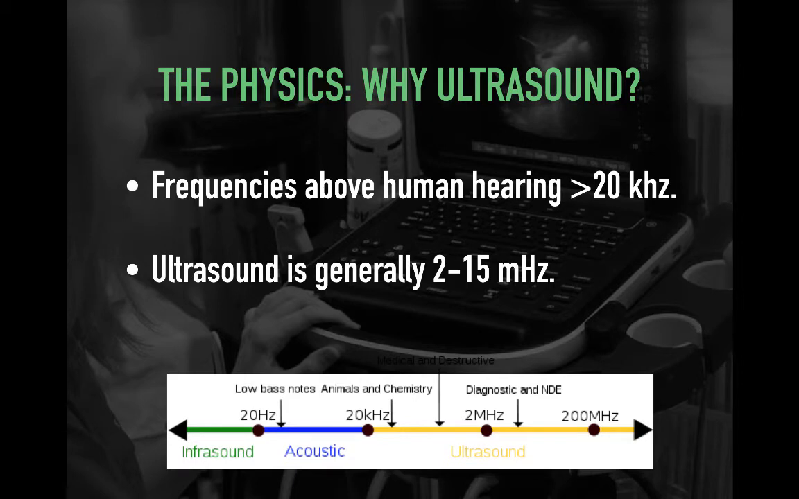Ultrasound refers to sound waves of a frequency greater than the human ear can appreciate. The audible range is 20 to 20,000 Hertz, as you can see there in blue. Frequencies greater than 20,000 Hertz or 20 kilohertz are considered ultrasound. The range of medical ultrasound is usually between 2 MHz and 20 MHz.